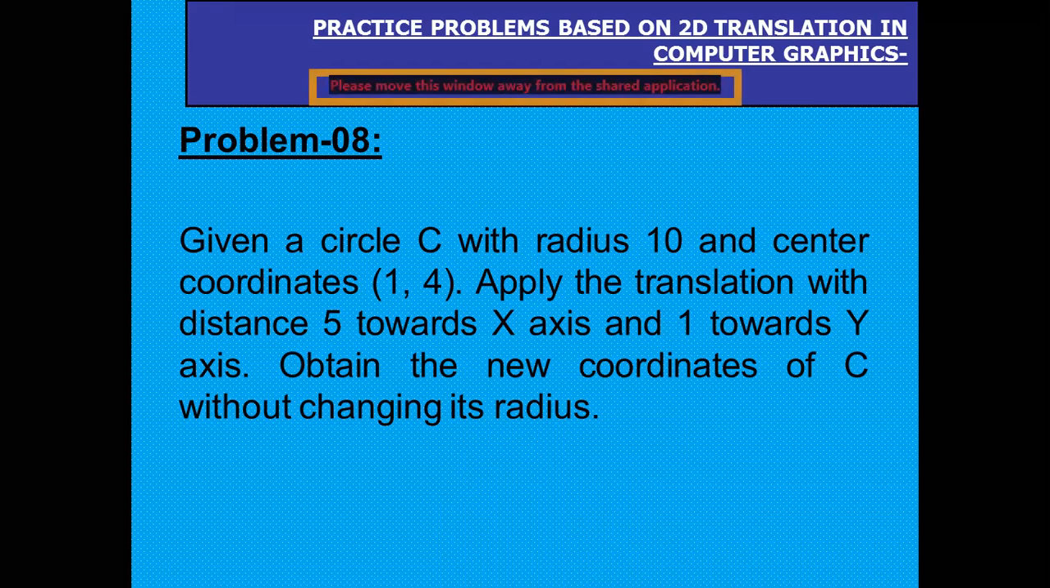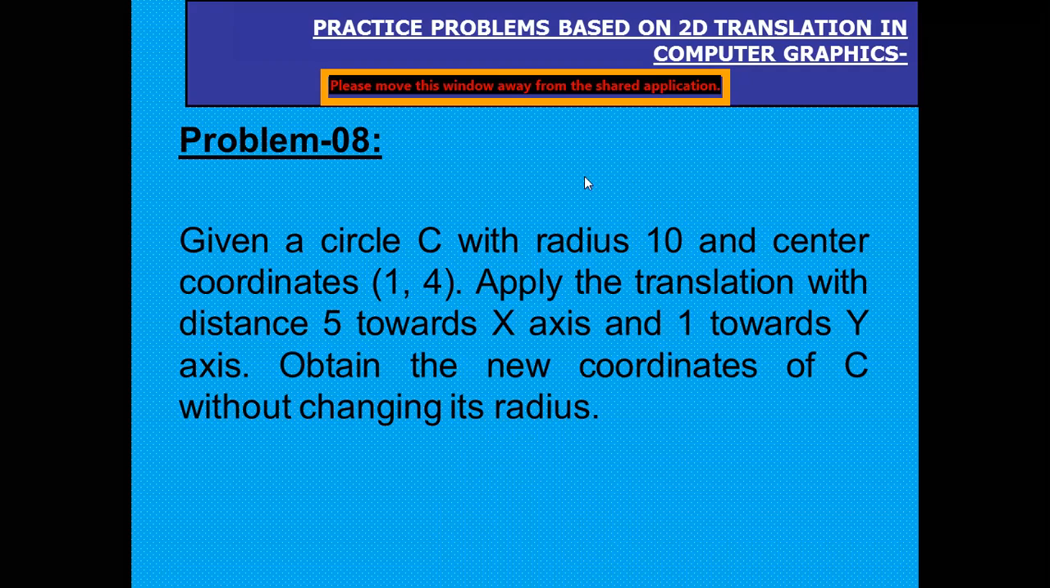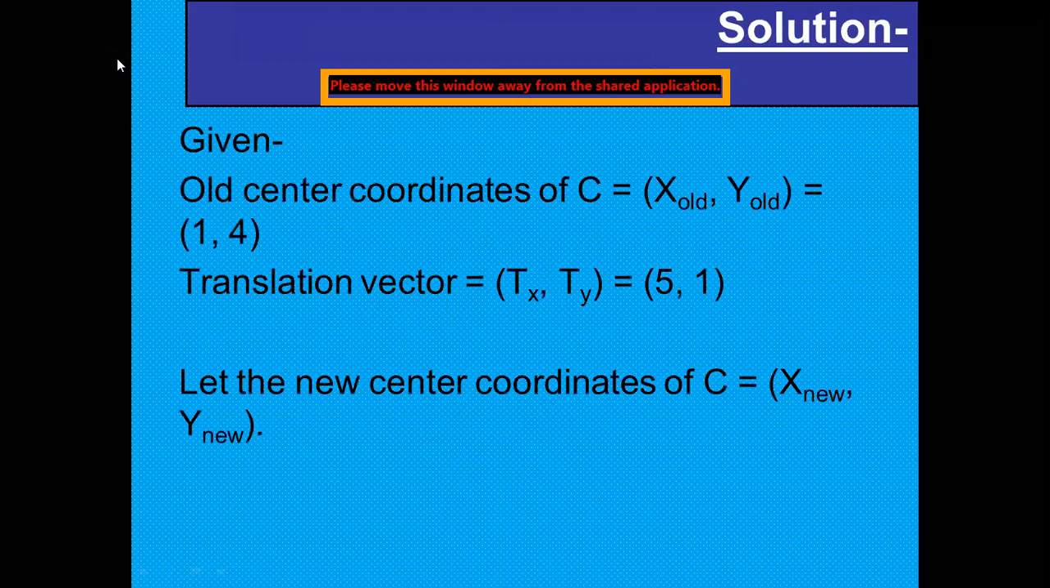Distance is already given, 5 towards x-axis. It means Tx is equal to 5. The value of Tx, that is the movement towards x-axis, is equal to 5 units, and 1 towards y, the movement towards y-axis, that is the vertical axis, is given here equal to 1. Now we want to calculate the new coordinates for the circle. So how will we proceed here?